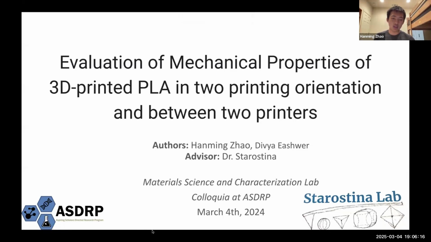Everyone, I am Hanming Zhao, and my partner is Divya Eashwer. We are part of the Material Science and Characterization Lab under Dr. Starostina. Our project is the evaluation of mechanical properties of 3D printed PLA in two printing orientations and between two printers.